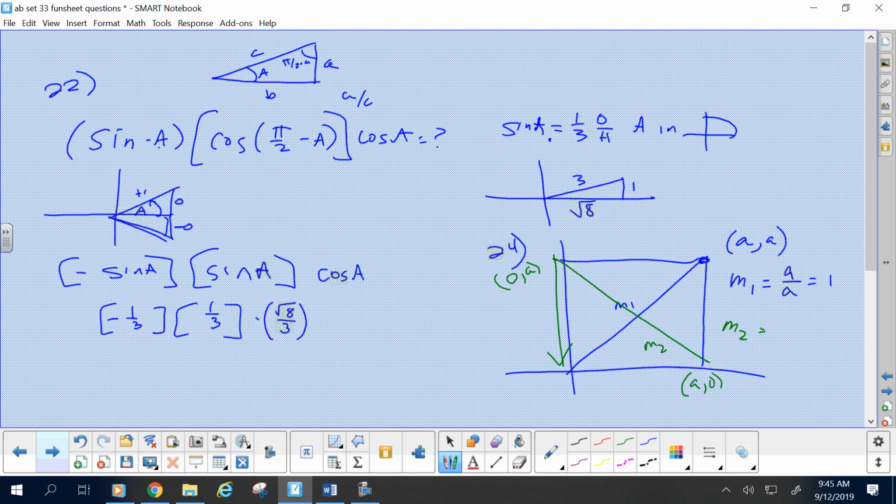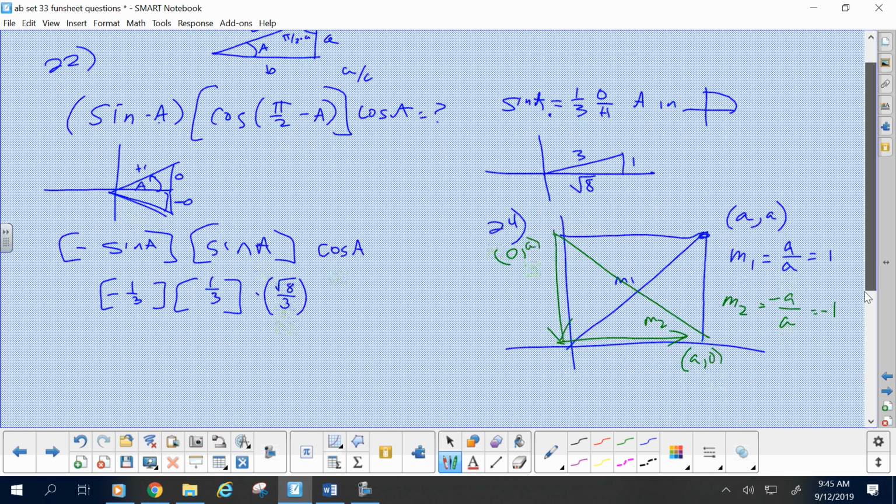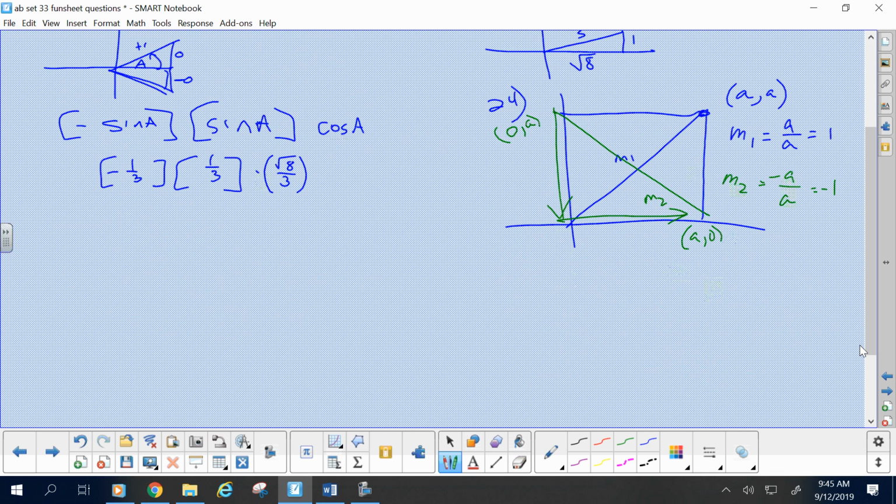A, positive or negative? Negative A. And what's the run? A. So the slope is -1. Then it says, what do you notice about those slopes?